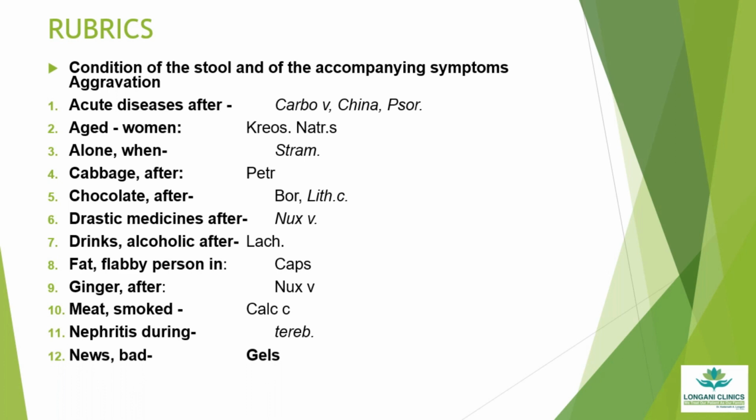Drastic medicines after: the drug mentioned is nux vomica. Drinks, alcoholic after: the drug mentioned is lachesis. Fat flabby person in: the drug mentioned is capsicum. Ginger after: nux vomica. Meat, smoked meat after: the drug mentioned is calcarea carb. Nephritis during: the drug mentioned is terebinthina. Bad news after: the drug mentioned is gelsemium. Smoking after: the drug mentioned is bromium.